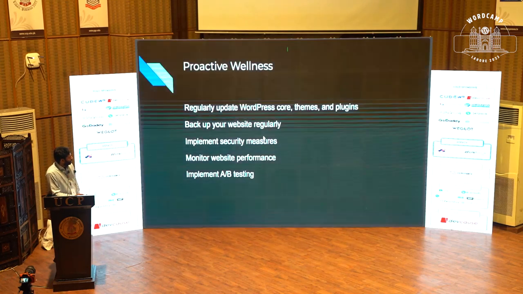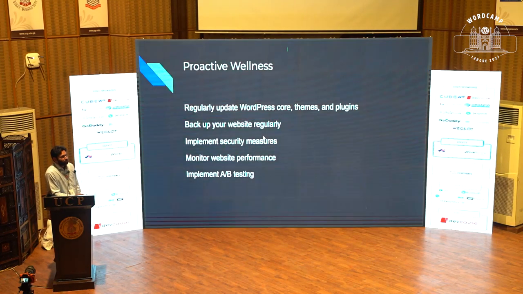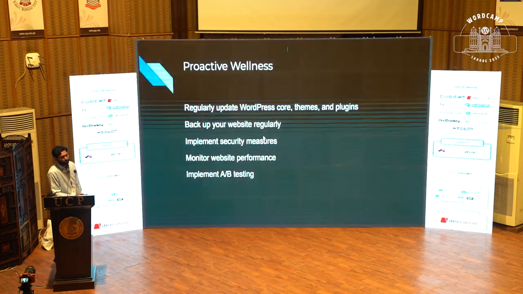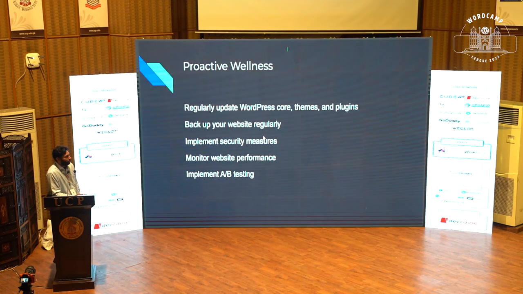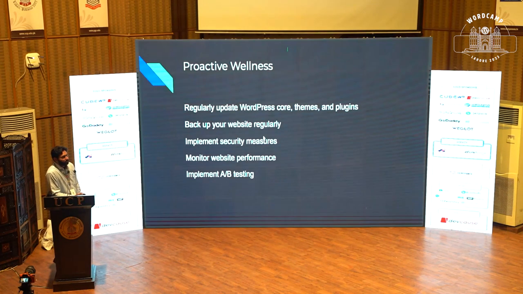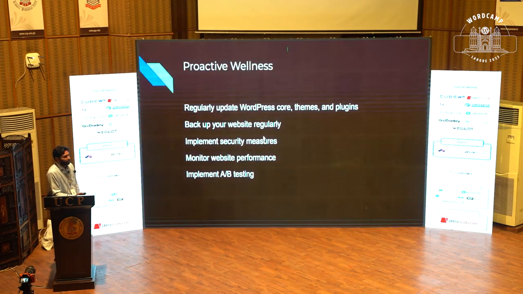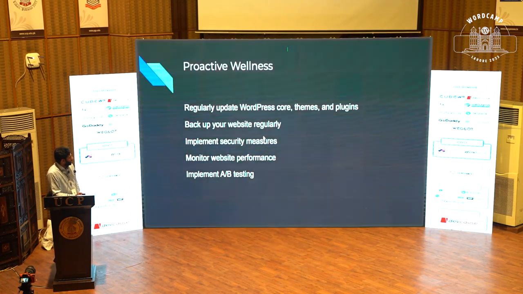A few more things: regularly update your WordPress core, themes and plugins. If for some reason you cannot update any of the WordPress core, plugins or themes, it means you are vulnerable to security problems. Then you should have backups in place. For example, every 7 days your website gets a backup, or if it is very critical, you can have a backup every day. And delete old backups, but you should have some backups in place.